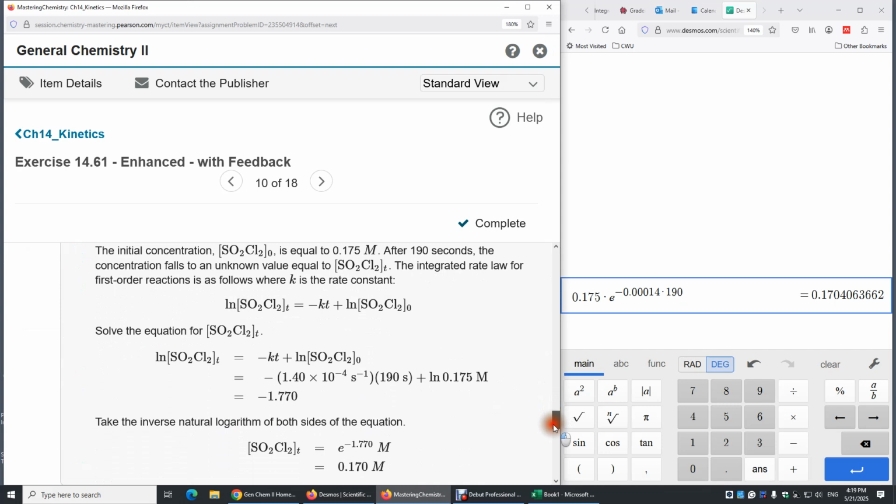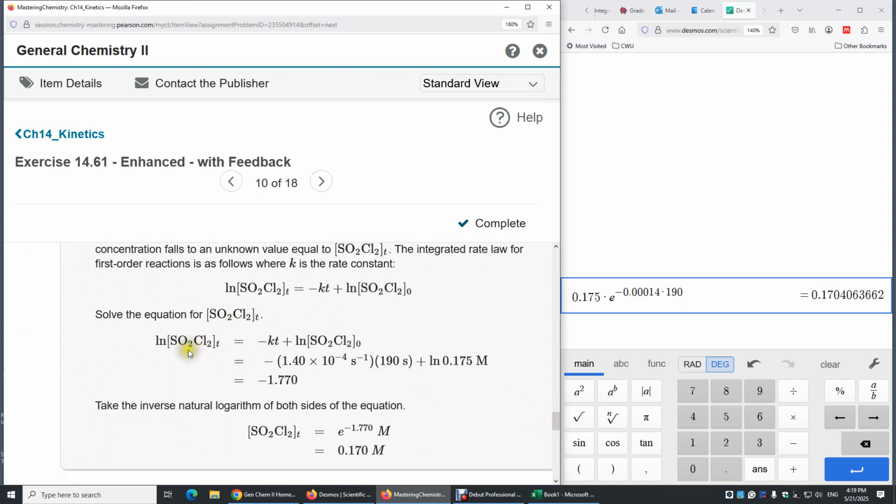That's it. And I think Mastering Chemistry used logarithms to do some intermediate calculations, and I didn't. I just used this online calculator and this formula, the initial concentration times e to the power of negative kt, to get the answer.